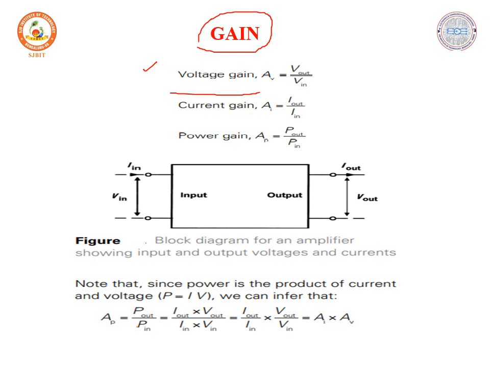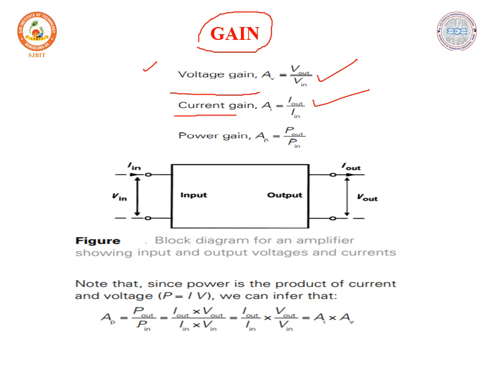The gain is output by input. The voltage gain is denoted as AV, that is output voltage to input voltage, Vout by Vin. Current gain is AI, which is output current by input current. Power gain is denoted as AP, the ratio of power output divided by power input.